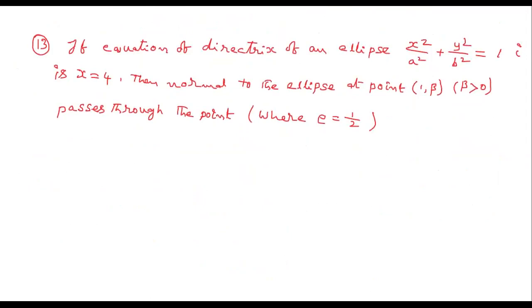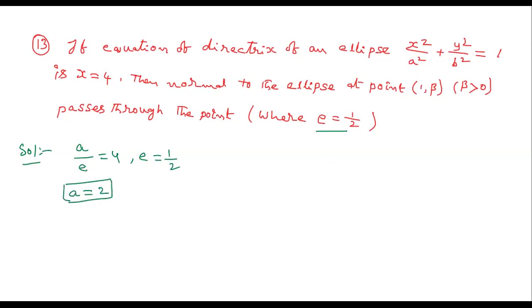See this question, what they are given. If the equation of a directrix of the ellipse x square by a square plus y square by b square is equal to 1 is x is equal to 4. What is the equation of directrix? x is equal to a by e. So a by e value is 4. And here eccentricity is given as 1 by 2. So by using this calculation, we get a value is 2.